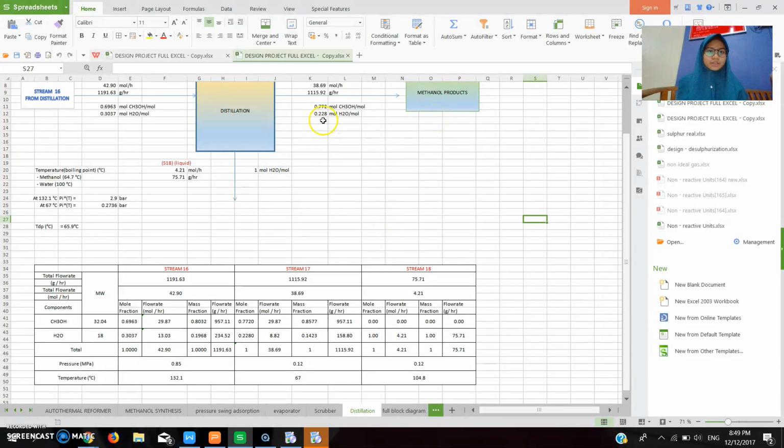In order to get this composition, we use Raoult's law equation, in which we take the P saturation based on the temperature that we have searched. Lastly, we can get the composition of this methanol product, which is 29.87 molar per hour for our methanol product. So this is all from us. Thank you.